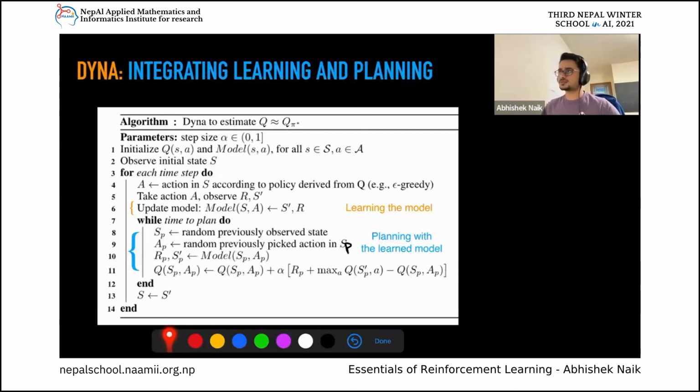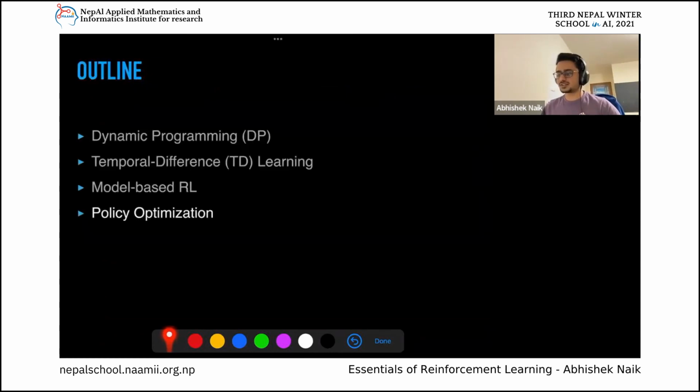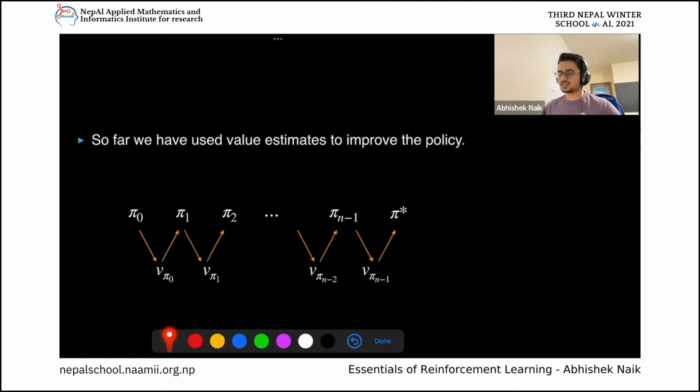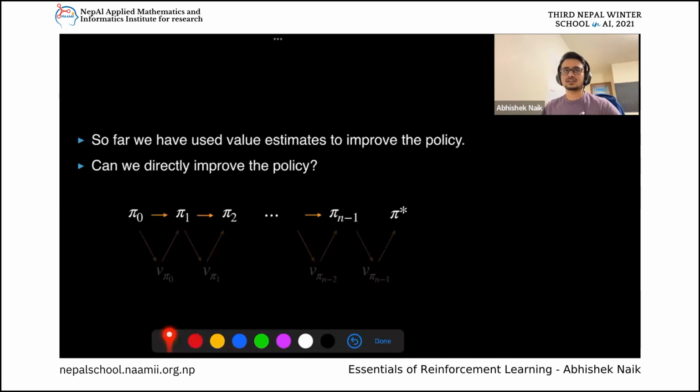So now you know a lot of reinforcement learning. Let me just leave you with this final topic, which is policy optimization. So far, we've used value estimates to improve a policy. We went through this process. We learned how to evaluate a policy. We learned how to improve it greedily all the way to get to pi star. What if we could directly improve the policy? Directly go from pi 0 to pi star.